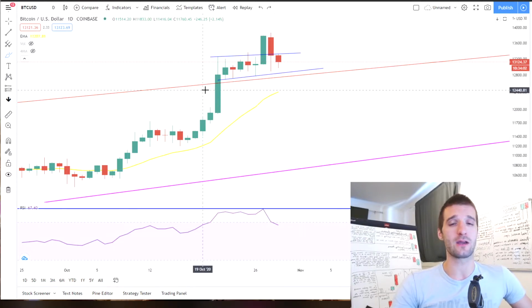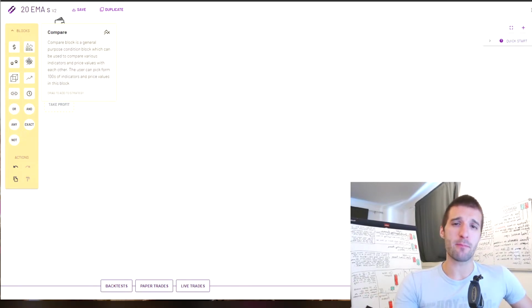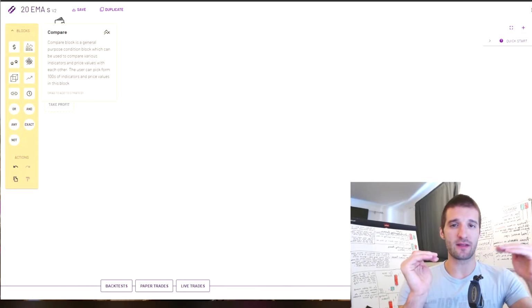So how are we actually, in God's name, going to do this? If we come back over here to Mudrex, we need the compare block. With the compare block, we're going to compare the price with the 20 exponential moving average.